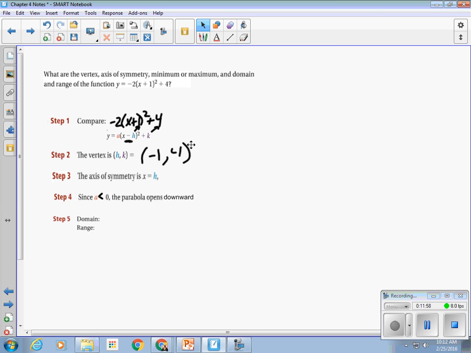And that's our vertex. All right, our axis of symmetry is always x equals whatever the x coordinate of our vertex is. So whatever our h value is. So our axis of symmetry here is going to be x equals negative 1. So my parabola is going to be centered around x equals negative 1. It's going to mirror itself around that line. And since a is less than 0, the parabola opens downward.